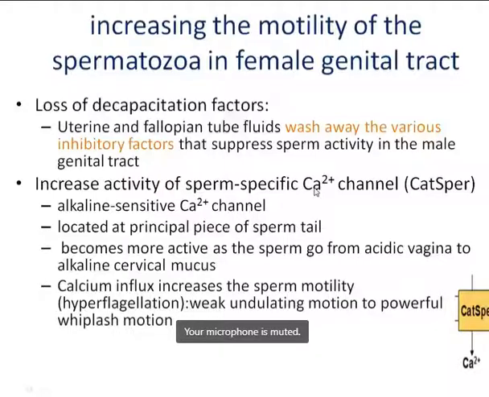Look at here, this is the membrane of the principal piece, one portion of the tail of the sperm. There will be an influx of calcium through the CatSper, with the opening of this calcium channel. So what makes this calcium channel get activated? What is the one factor that will activate this CatSper calcium channel?